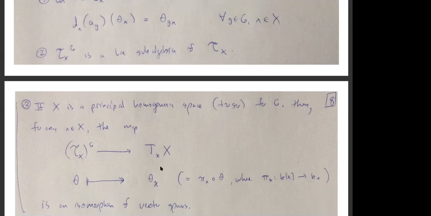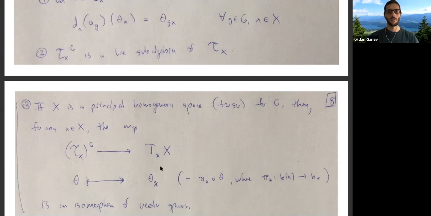It's a principal homogeneous space? Like, it is transitive? Yeah, transitive, no stabilizers. Mm-hmm.